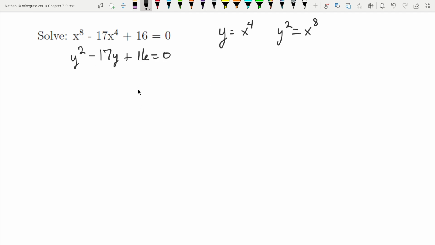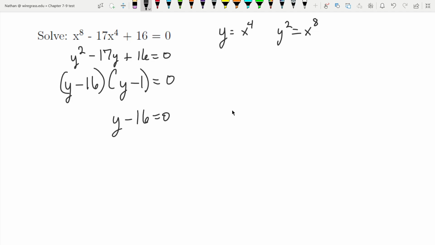And using the AC method, you can find that this factors down into y minus 16 and y minus 1 equals 0. Well, that means we have two equations, y minus 16 equals 0, and y minus 1 equals 0. However, we didn't start with y, we started with x. So I can use this and go back.